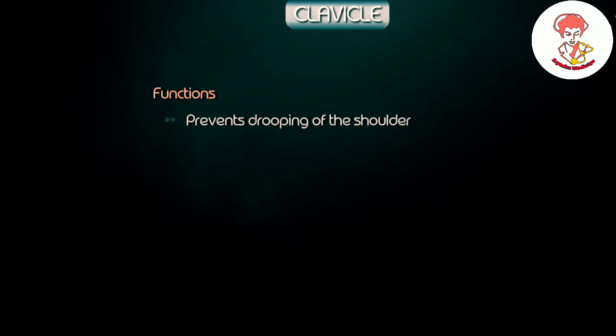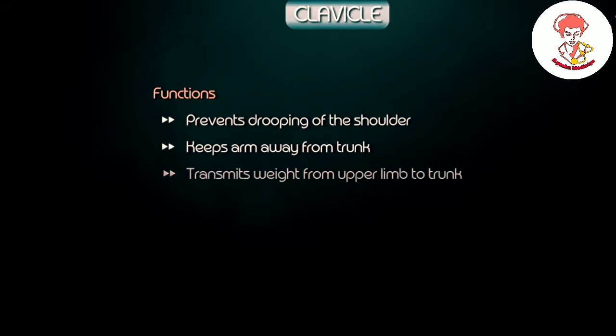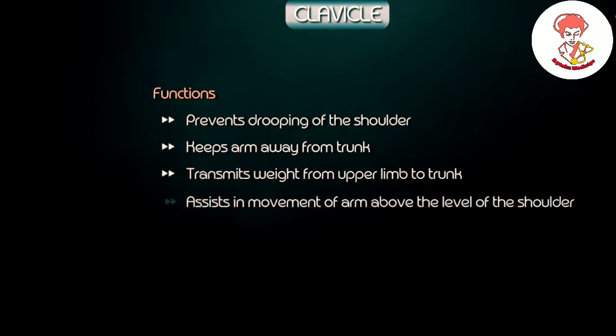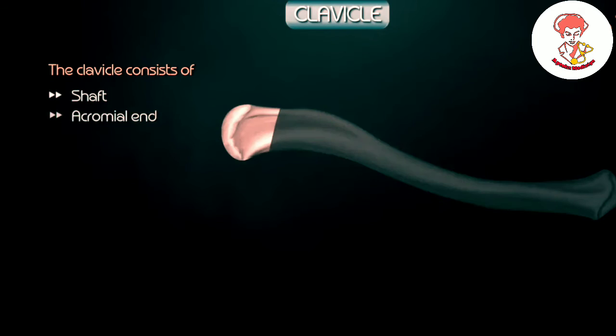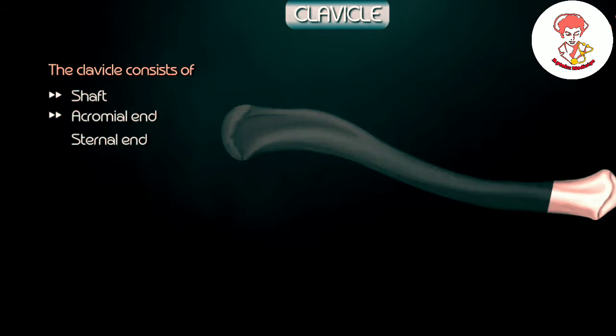It prevents drooping of the shoulder, keeps the arm away from the trunk, which allows it to swing freely without coming in contact with the trunk, transmits weight from the upper limb to the trunk, and assists in movement of the arm above the level of the shoulder. The clavicle consists of the shaft, acromial end, and the sternal end.